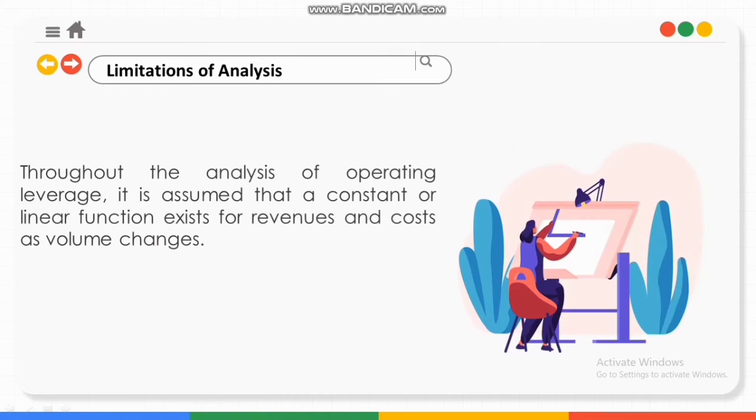So, limitations of analysis. Throughout the analysis of operating leverage, it is assumed that a constant or linear function exists for revenues and costs as volume changes. For example, 2 pesos was used as the hypothetical sales price at all levels of operation. In the real world, however, the firm may face price weakness as an attempt to capture an increasing market for the product is made, or it may face cost overruns if there is movement beyond an optimum size operation. Relationships are not as fixed as have been assumed.